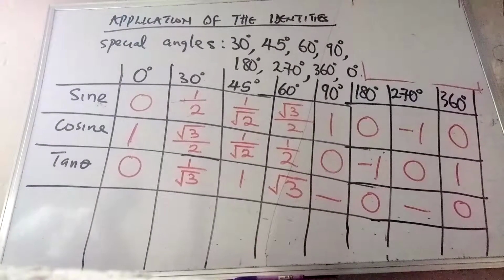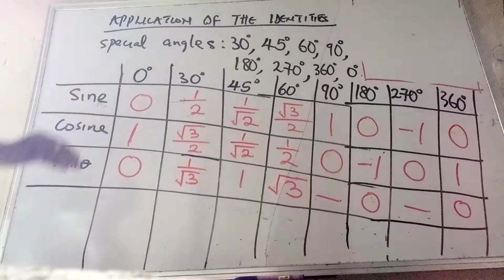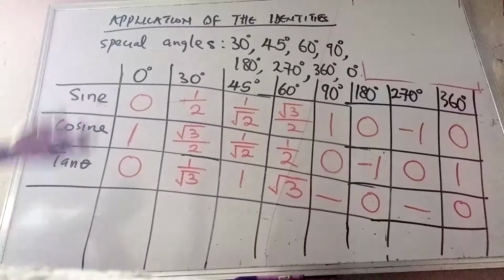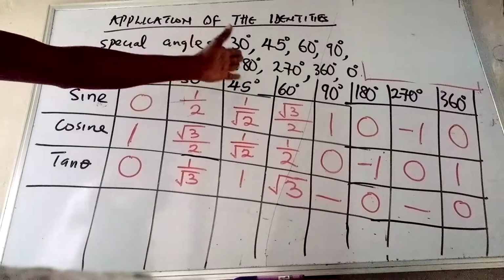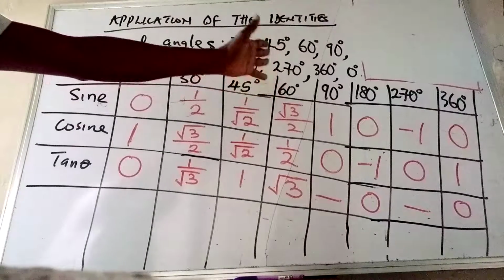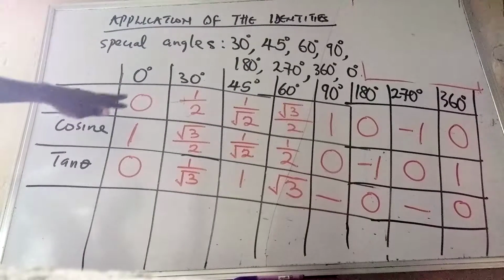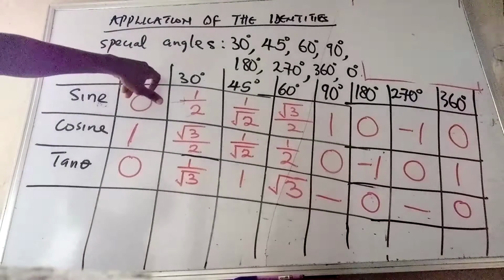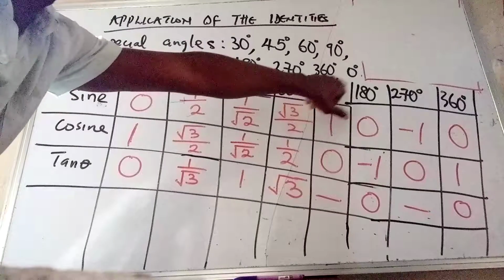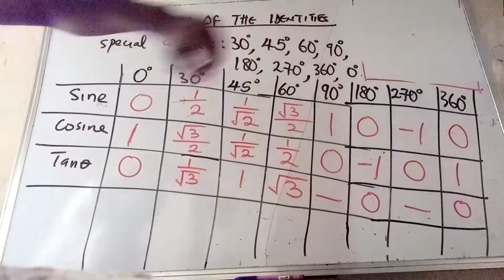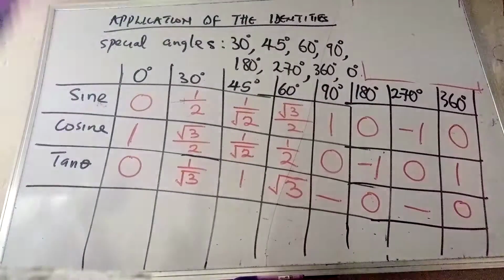Now, I am going to tell you how I arrived at 30, 45, 60 degrees, because in the last episode I've already explained how I arrived at 0, 90, 180, 270 and 360. If you want to know about that, go back to the last episode. You will find it there.